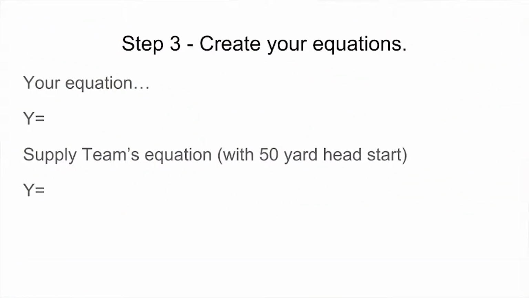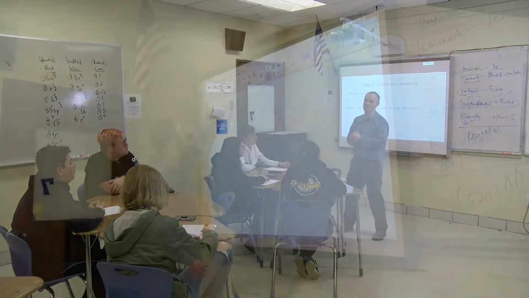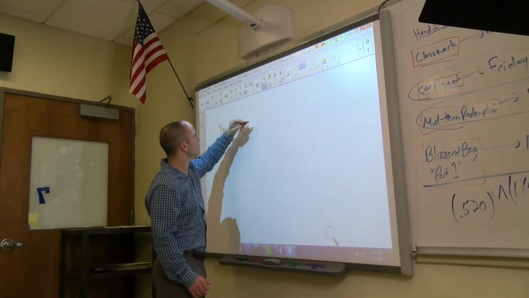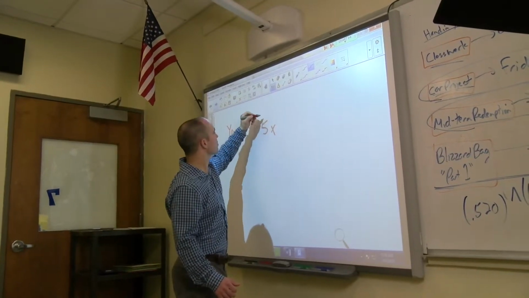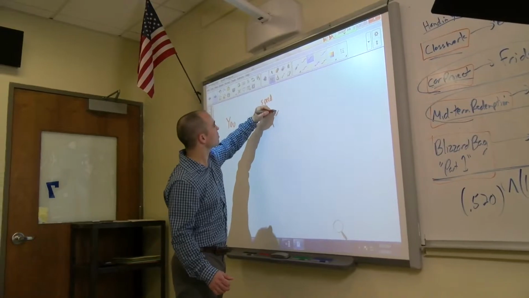So your equation, your distance: you're not getting a head start, so you're going to take your distance and multiply the number of seconds by what? You're going to multiply the number of seconds by your speed. So it's just going to be y equals your speed, in our case 5 yards per second times x. So after 1 second, we would have run 5 yards. After 2 seconds, 10 yards.